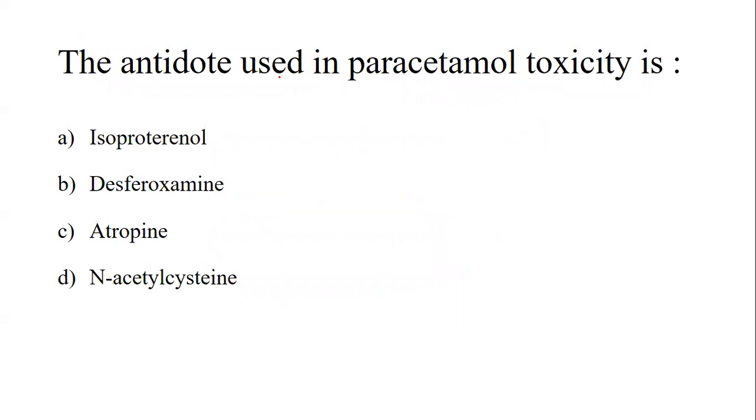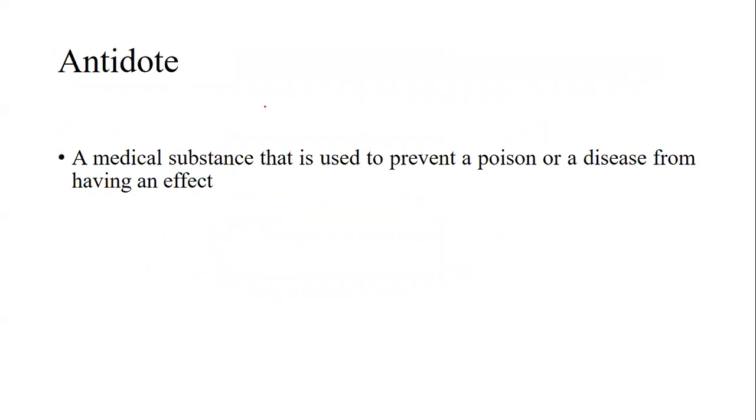The last question is the antidote used in paracetamol toxicity. We should know the meaning of antidote and the action of the other medicines too. Our options are isoproterenol, desferoxamine, atropine, and N-acetylcysteine, otherwise NAC. What is the meaning of an antidote? An antidote is a medical substance that is used to prevent a poison or a disease from having an effect. If a patient consumes paracetamol for a prolonged period or in high intake, they will have problems with their liver. Similarly, any other medication taken in a high dosage can cause adverse effects in the patient's body. To counteract that effect, we can administer certain medicines or substances that are considered antidotes.